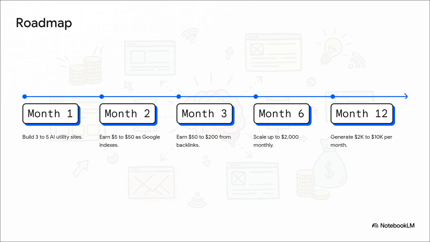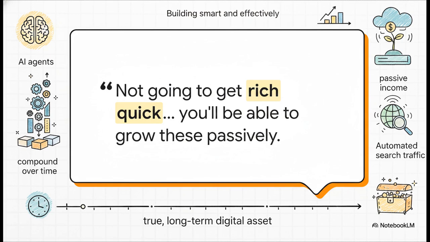The core philosophy from our source material leaves us with a really grounding reminder. You are not going to get rich quick. But if you build smart and effectively with AI agents, you are going to be able to grow these passively. This is the ultimate takeaway here. You put in the foundation work in month 1, you set up your automated outreach, and then you step back. You let the sheer volume of organic search traffic compound over time, transforming what was just a weekend AI project into a true long-term digital asset.